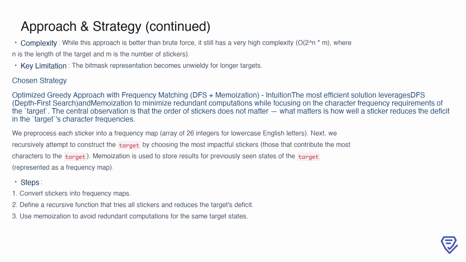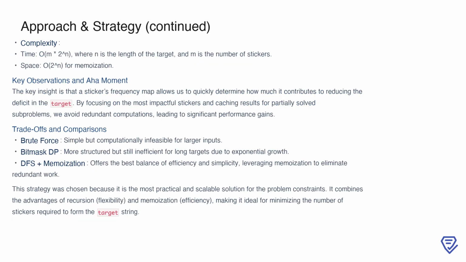The steps involved are clear. First, convert the stickers into frequency maps. Second, define the recursive function that tries all stickers and reduces the remaining target deficit. And third, leverage memoization to ensure we don't resolve the same subproblems. This approach strikes a balance between simplicity and computational efficiency, making it an excellent candidate for solving the problem within practical constraints.